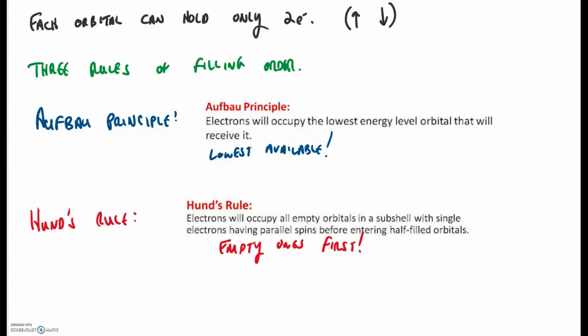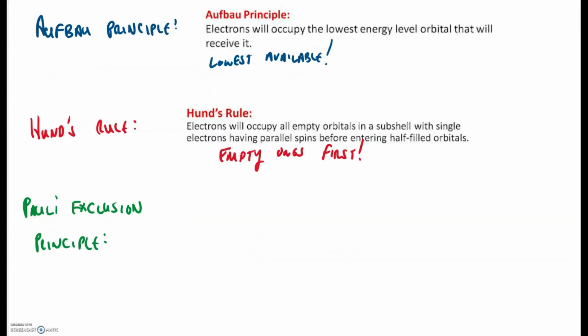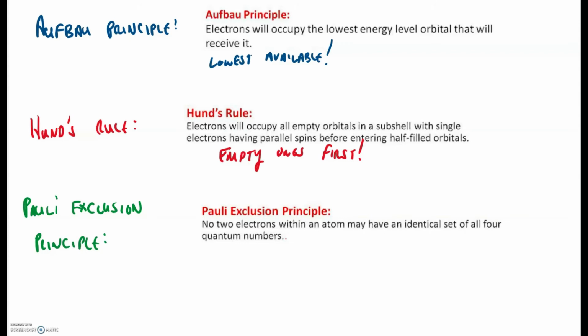And we have one more rule. This one is called the Pauli exclusion principle, and it says that no 2 electrons within an atom may have an identical set of all 4 quantum numbers. This just means that electrons can't occupy the exact same space. And that's all this says. So now that we have these 3 rules, let's see how this works.